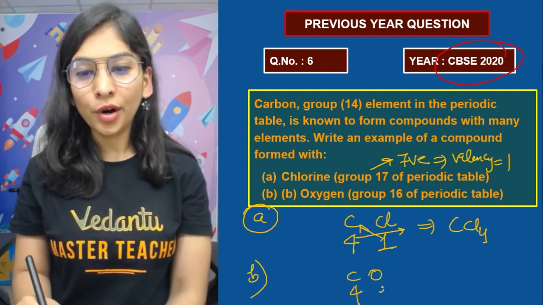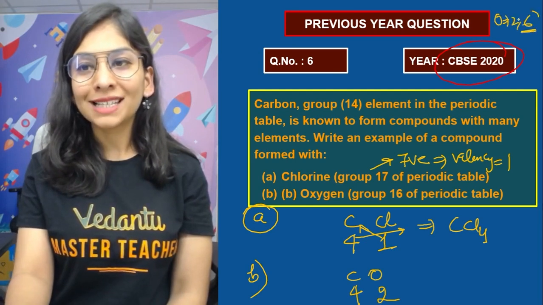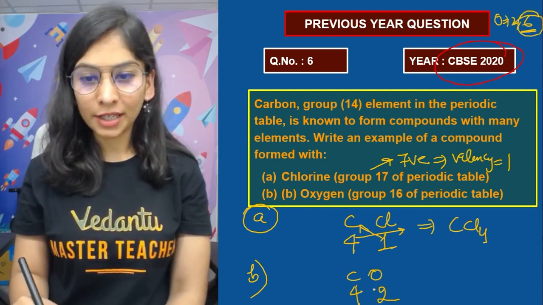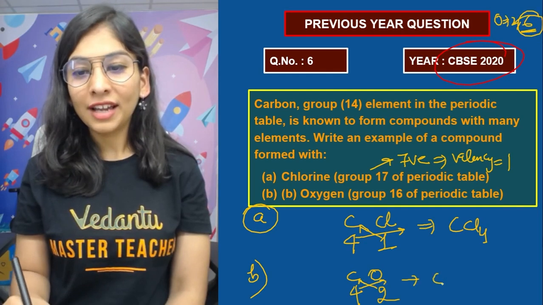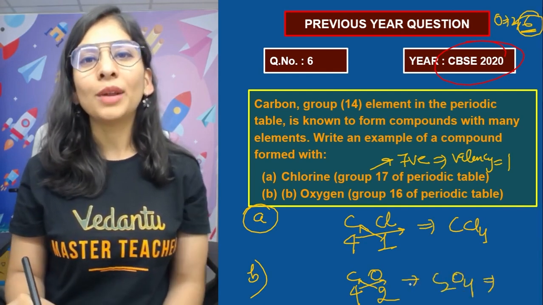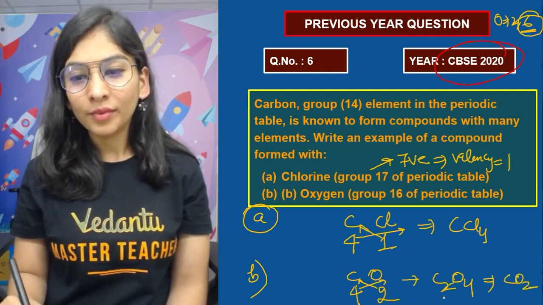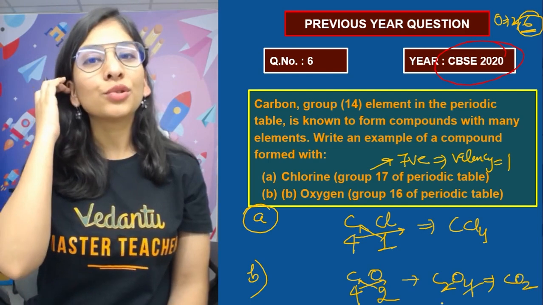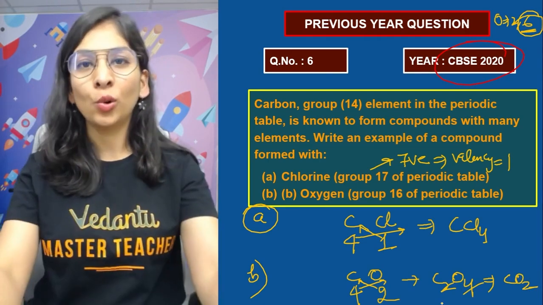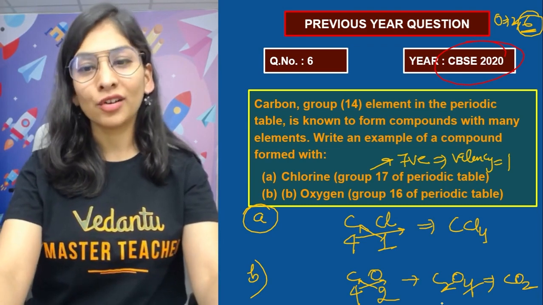And when I talk about the B part, how it's going to make a compound with oxygen, carbon's valency is 4, oxygen valency is 2. Because oxygen's configuration is 2, 6, it needs 2 electrons to complete its octet. Cross multiply, you will get C2O4. Is this the formula? No. You always have to write the formula in simple whole numbers. So the formula will be CO2. You'll divide it by 2 so that you get the minimum possible whole number here. That's CO2. That's the formula of nothing but carbon dioxide.